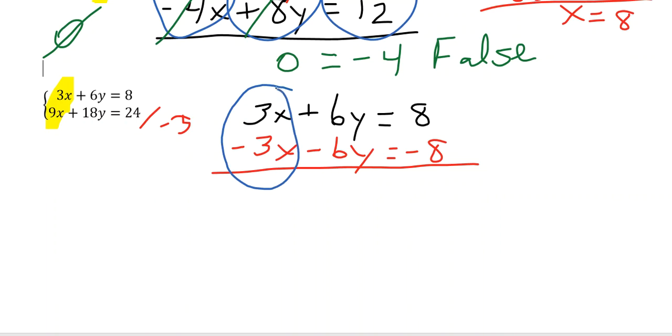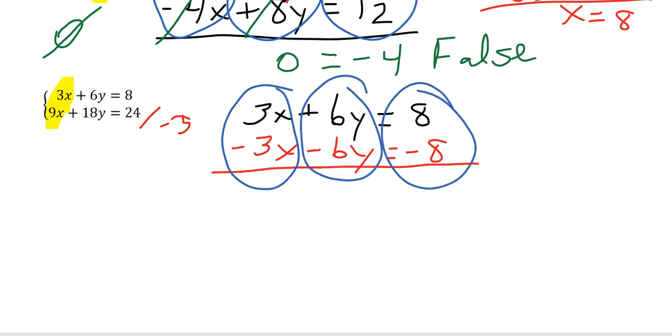I'm going to put my x's, my y's, and my constants together. 3x minus 3x is nothing. 6y minus 6y is nothing. 8 minus 8 is nothing. So this time it's a little bit different. I end up with 0 equals 0. Well, that is a true statement. 0 is equal to itself.